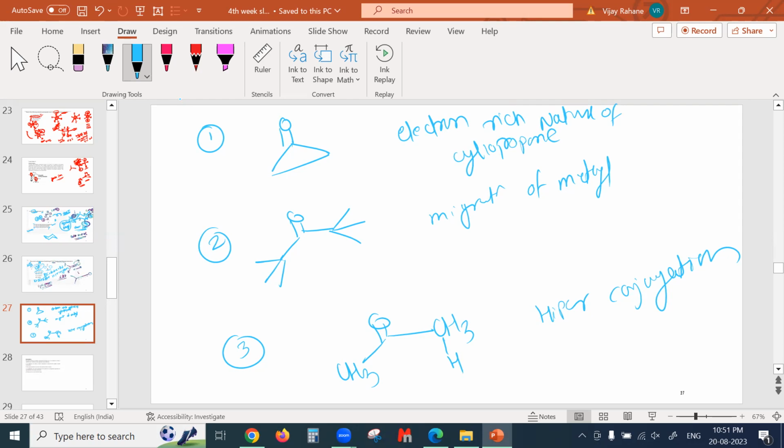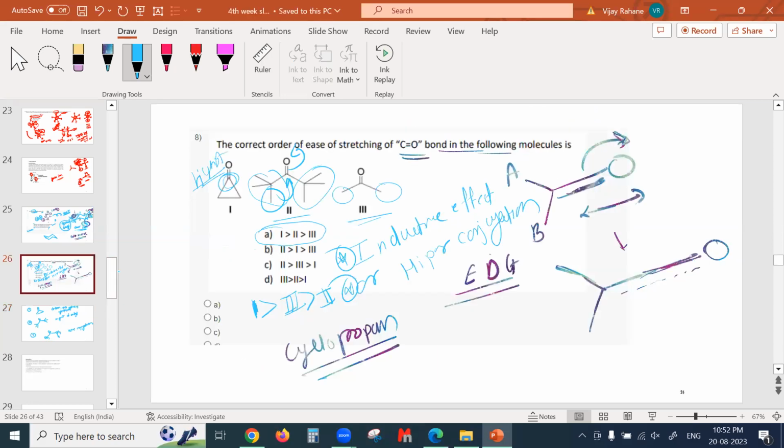So this is, I think, some kind of remembering type question. I suggest for this question, you look into some books. I will also look for the correct option, because it looks like the cyclopropane is electron rich, so it has more ability to form the carbon oxygen single bond by polarizing the carbon oxygen bond in this fashion.